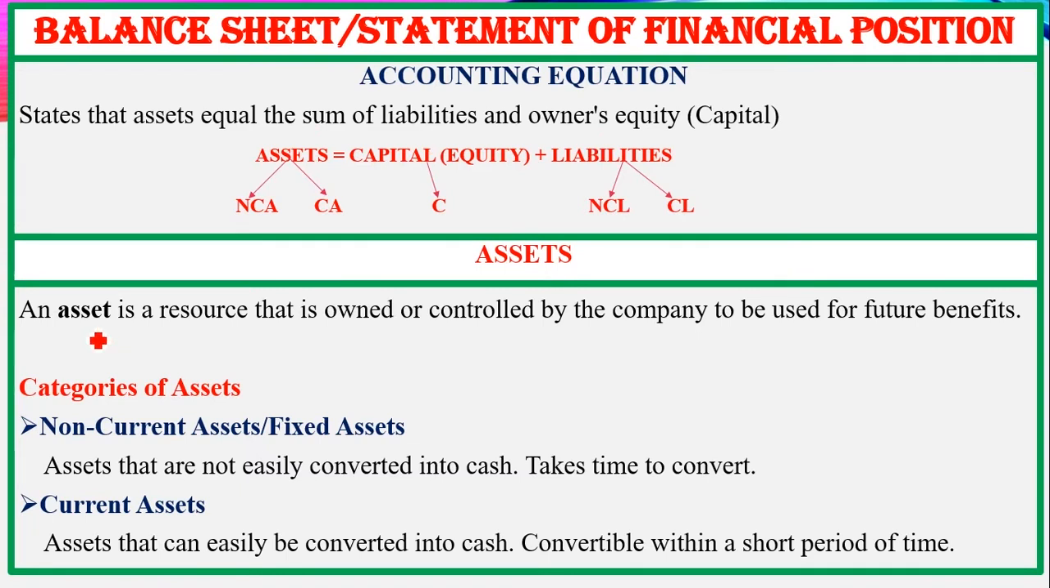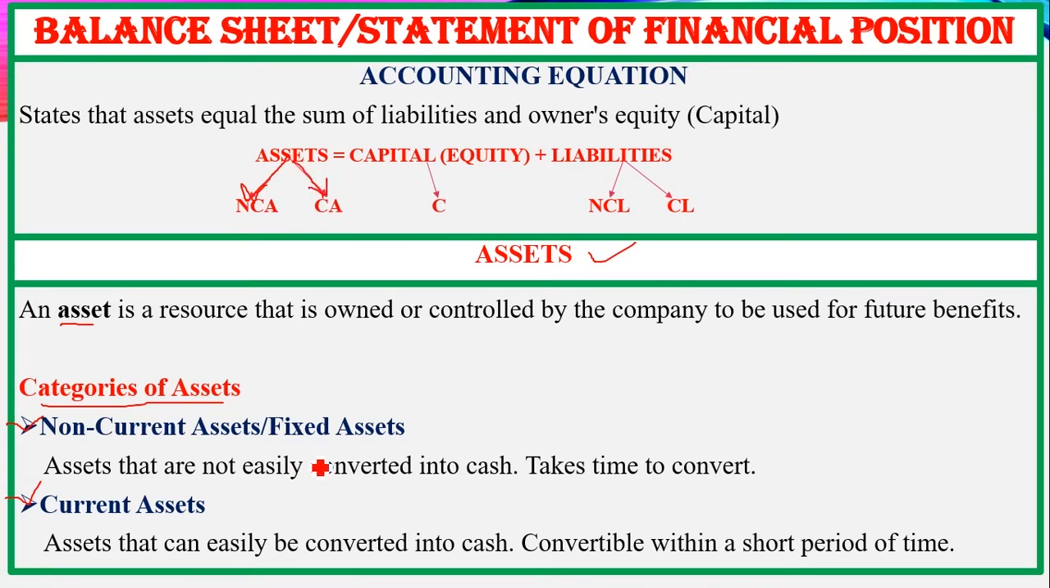And as we are going to see, let's start by looking at an asset. An asset is a resource that is owned or controlled by the company. Whatever belongs to you as the owner of the business, that is what is called an asset. And assets are divided into two categories. We have non-current assets, or what we call fixed assets, and we have the current assets. So we have an asset divided into non-current assets and current assets.